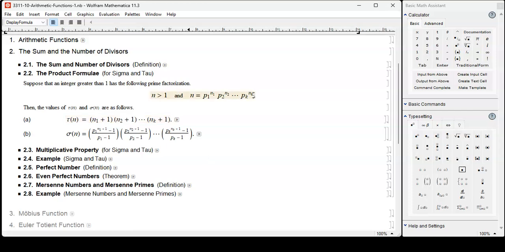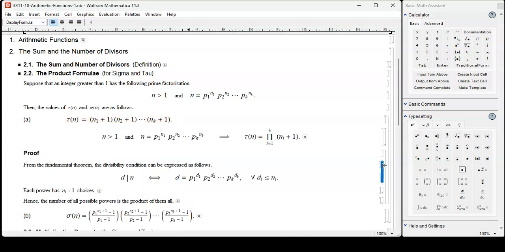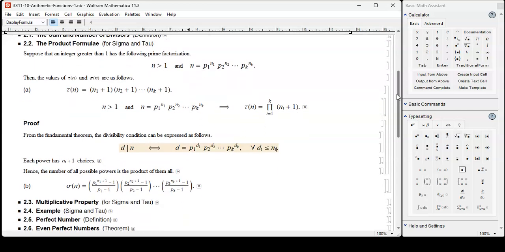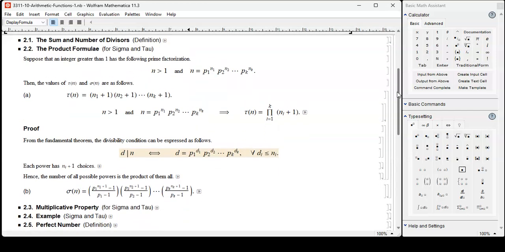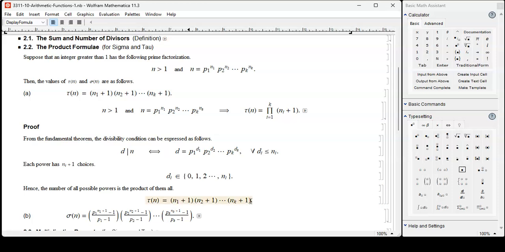The same thing continues all over. Multiply them all, that many choices. So it's a combinatorial argument. Indeed, here's the proof. Here's a divisibility condition: d_i has to be less than or equal to n_i for each index. If all are 0, then I'm going to get 1, the trivial divisor, and if all equal n_i, then we're going to get the same as n. Each power has n_i plus 1 choices because d_i should be selected from 0 to n_i. Therefore, multiplying them all, we get the desired formula.